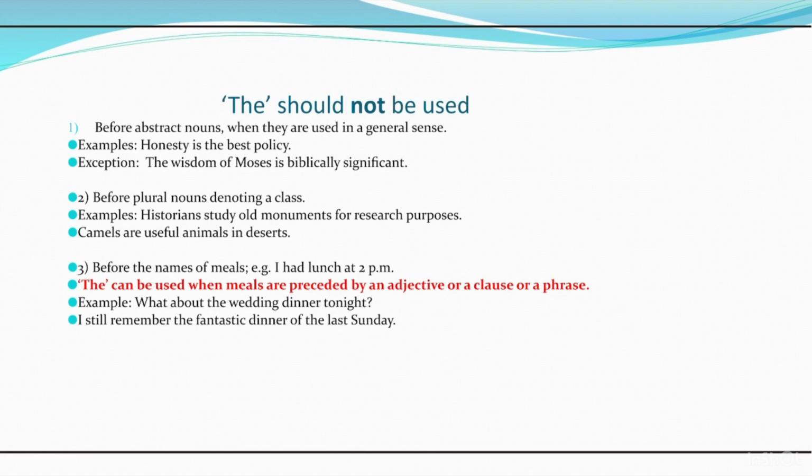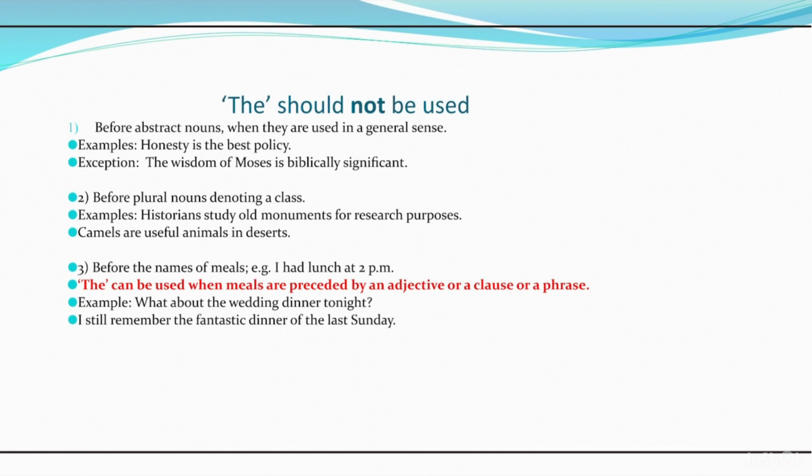Next, before plural nouns denoting a class, we should not use the. Historians study old monuments for research purposes. So, here historians, plural nouns denoting a class, all historians study old monuments for research purposes. So, we will not use the before this. Similarly, camels are useful animals in deserts.